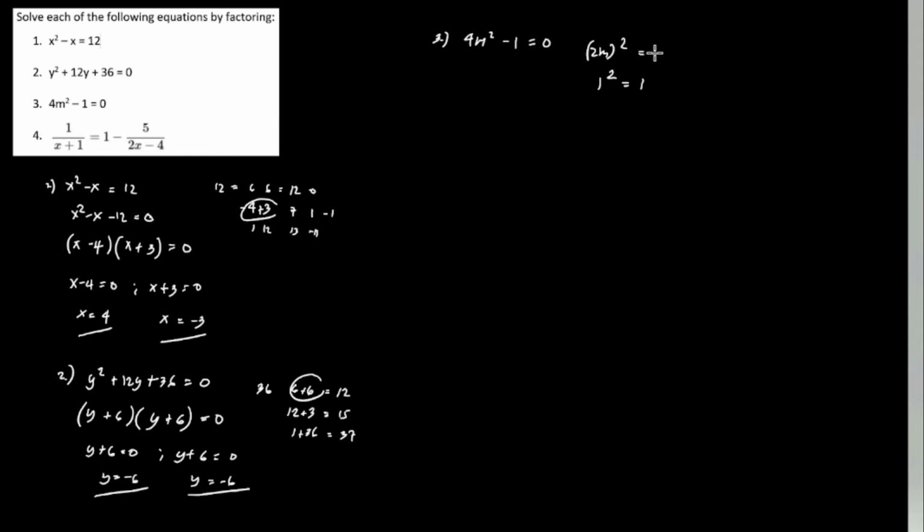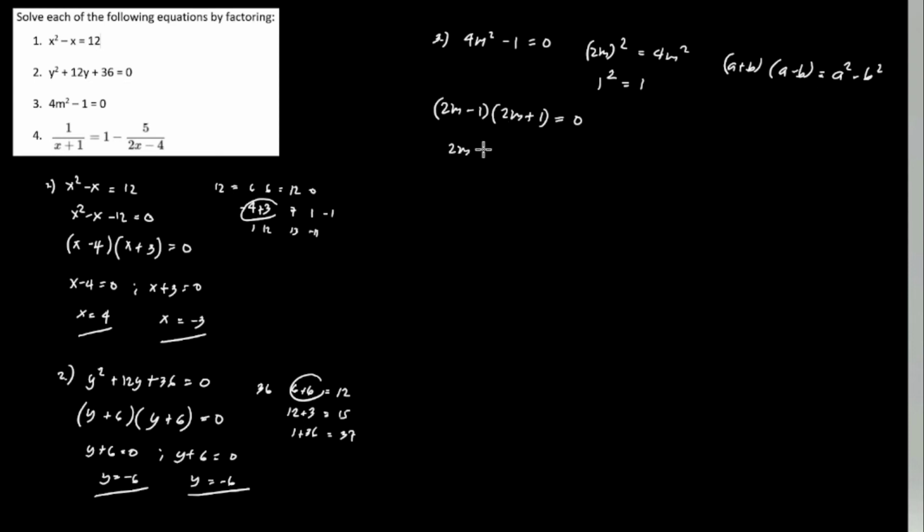2m squared is 4m squared. Difference, which is a negative sign, so therefore 2m with the sign negative 1, and another 2m positive 1, which is equal to 0. (a plus b)(a minus b) is equal to a squared minus b squared. This is the formula for the difference of two squares.